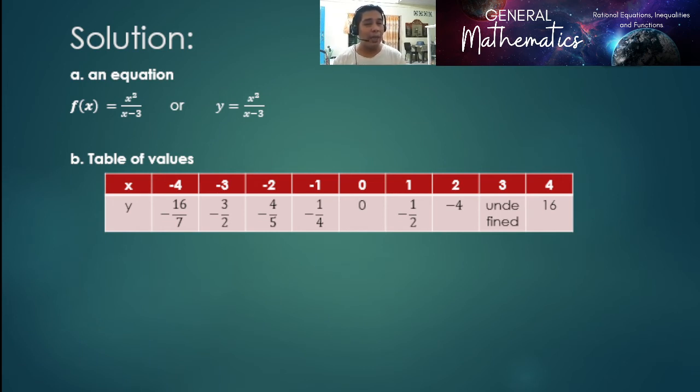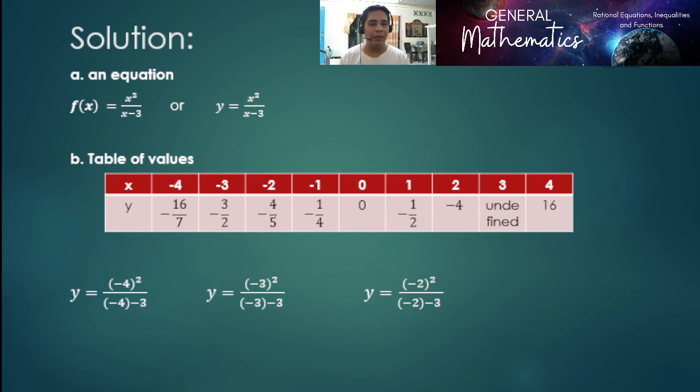So, y equals x squared over x minus 3. We will replace those x ng numerator and denominator with the values that we have. So, for example, yung x na nasa numerator, papalitan ko pareho, and denominator, papalitan ko pareho ng negative 4. So, you have y equals negative 4 squared over negative 4 minus 3. So, ganun na siya. This is just an application of what you learned in module 2, no? Evaluating functions. Ganun lang siya.